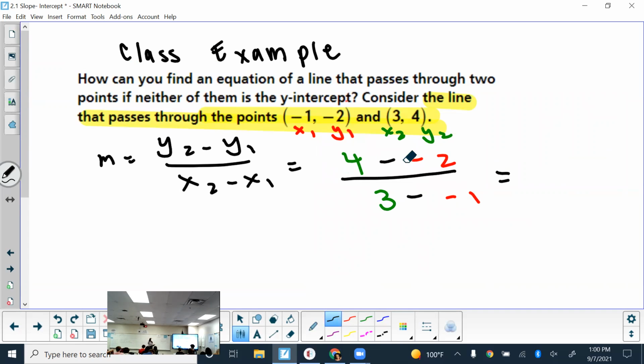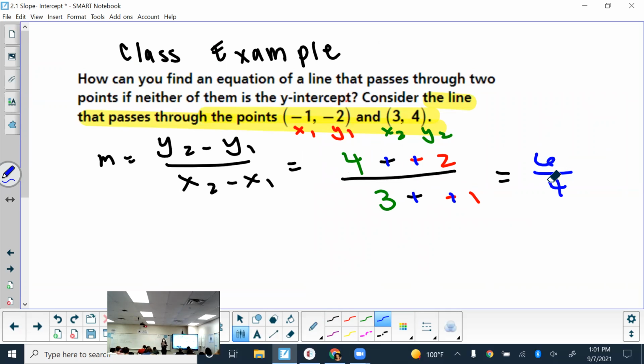Even though this is a little bit ugly, you plug it in exactly how it looks. What happens with these double negatives? They become positive, right? Because remember, you add the opposite. What's 4 plus 2? 6. Good. And then add the opposite on the bottom. What's 3 plus 1? 4.